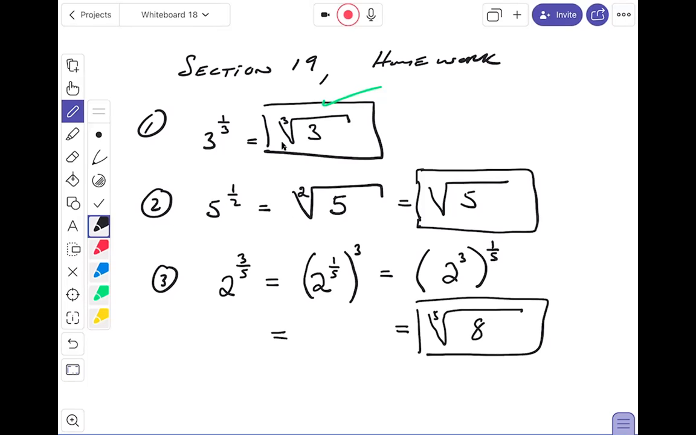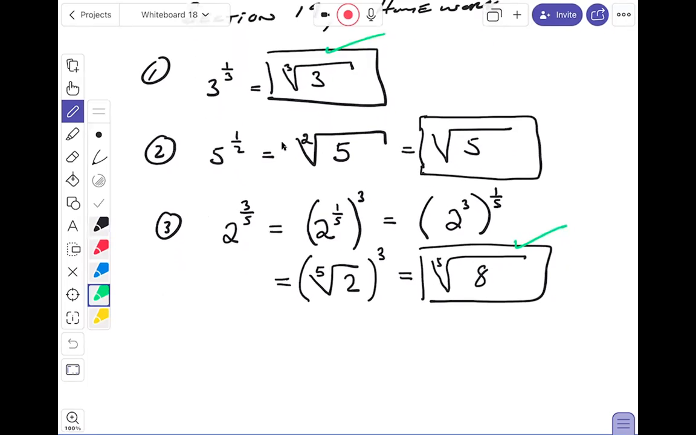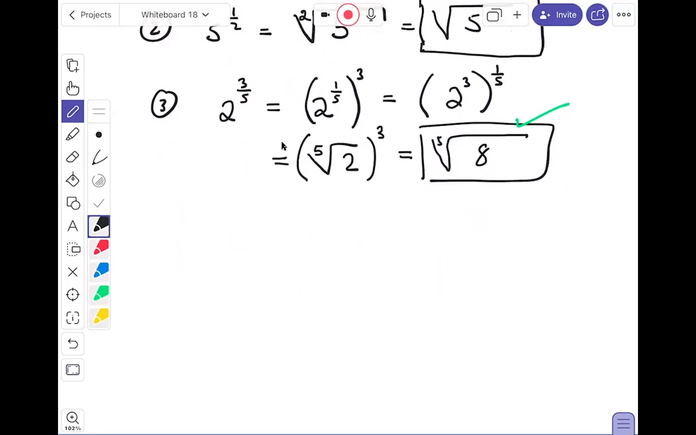I want to point out the one in the middle could also be written as the 5th root of 2, whole thing cubed. I'm going to be honest with you, looking at that one there, I don't think it looks too good. So I'm going to go with the one on the end that's in the box. What's that going to be? The 5th root of 8. And that's done. All right, let's keep going. Go to number 4.